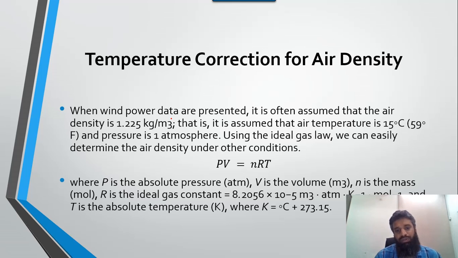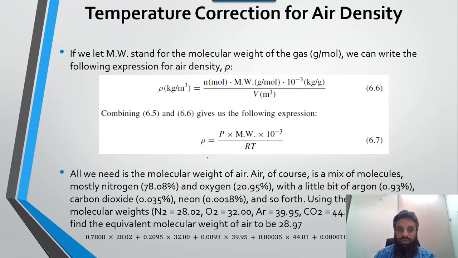The basic formula for the temperature is basically PV is equal to nRT, where P is basically the pressure and V is the volume, while n is basically the number of moles, R is basically the ideal gas constant, and T is basically the temperature which is in Kelvin, that is basically degree centigrade plus 273. For the temperature change, we need to calculate the rho, and the rho is basically the air density, and rho is basically n into molecular weight into 10 to the power minus 3 divided by the volume.